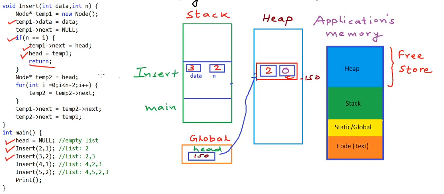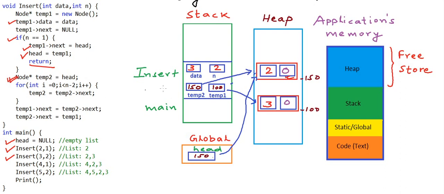Now once again in this call we create a new node. We keep the address initially in this temporary variable temp1. Let's say we get this node at address 100 this time. Now n is not equal to 1, so we will move on to create another temporary variable temp2. Now we are not creating a new node and storing the address in temp2 here. We are saying temp2 is initially equal to head, so we store the address 150. So initially we make this guy point to the head node.